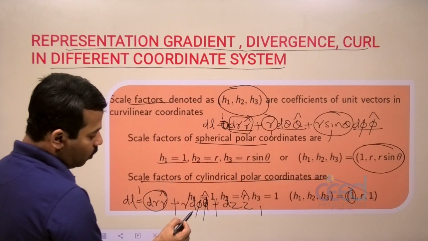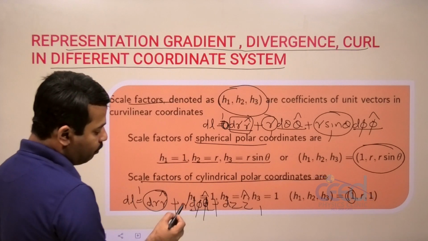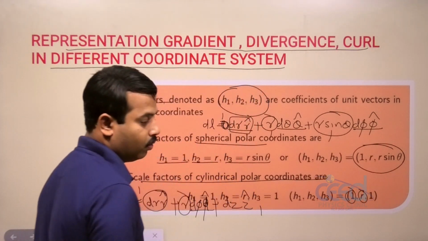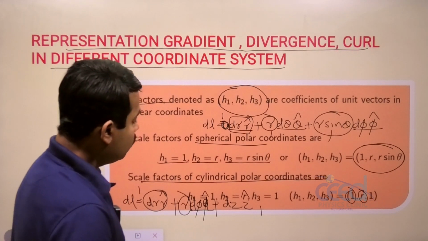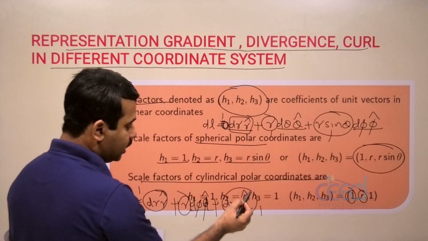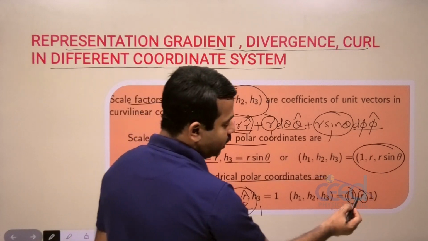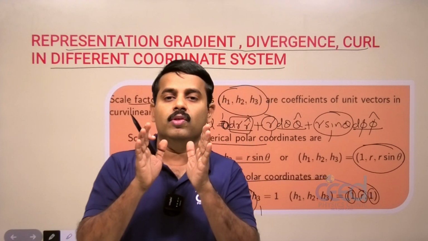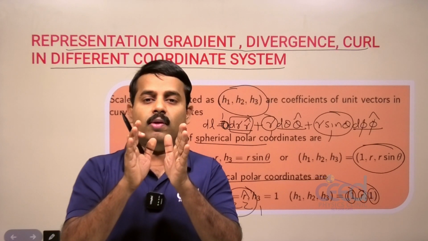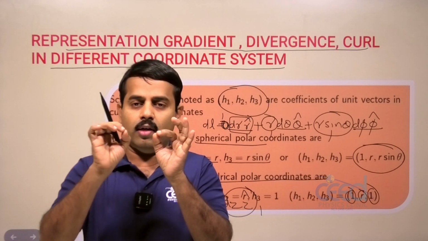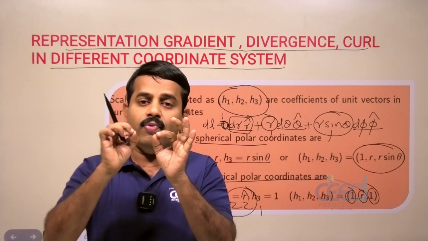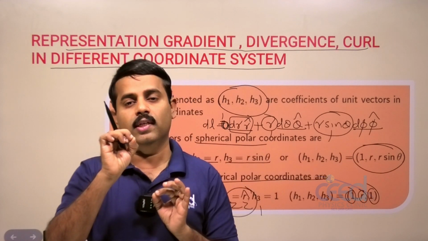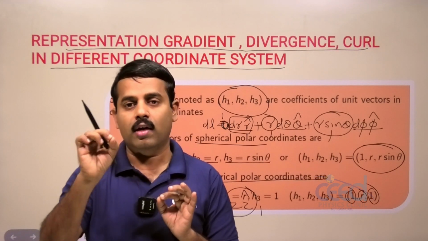Now what is the coefficient of d phi, phi cap? That is r. So h2 is r. Now what is the coefficient of dz z cap? Again 1. So 1, r, 1. The scale factors in spherical polar coordinate system are 1, r, r sin theta. The scale factors in cylindrical polar coordinate system are 1, r, 1.